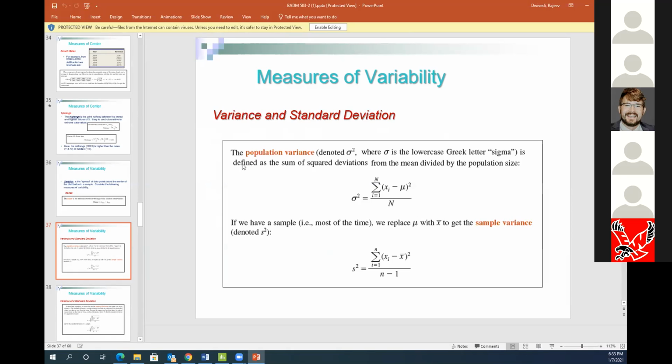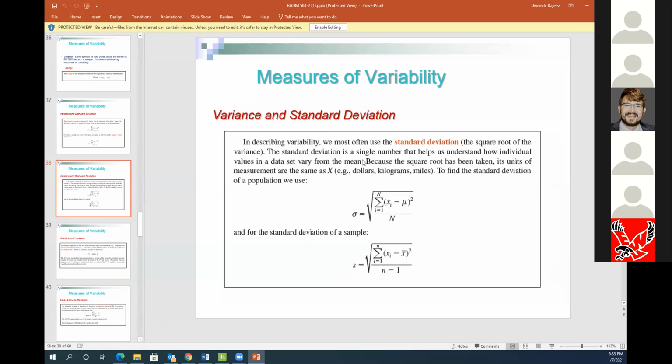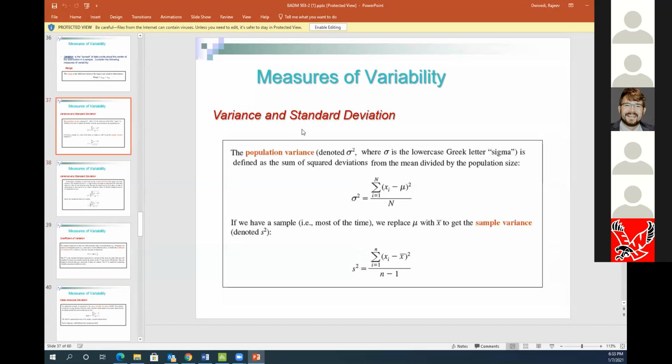Okay, so what is mean and standard deviation? Basically, this is variance and this is standard deviation. These are the two things. So let me go.